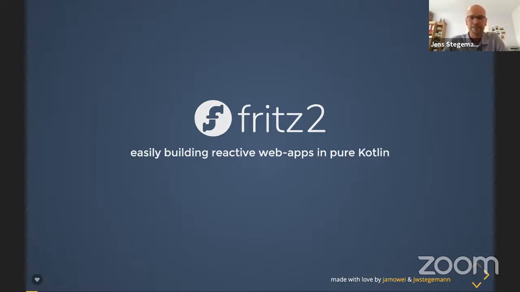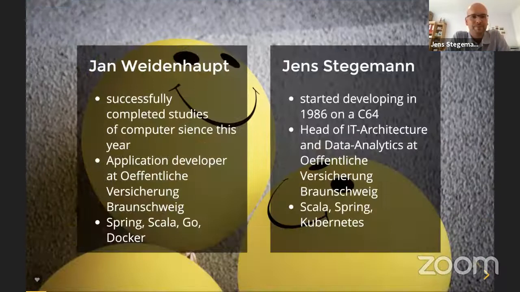So, okay, let's start. A few words about us. We are two who started the project. It's Jan Weidenhaupt. He successfully completed his studies of computer science this year and is application developer at Öffentliche Versicherung, the insurance company we work at. And he is right now active in Spring, Scala, Go, Kotlin, of course, and Docker.